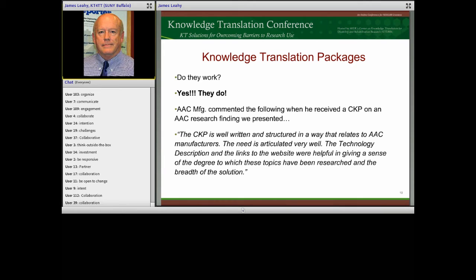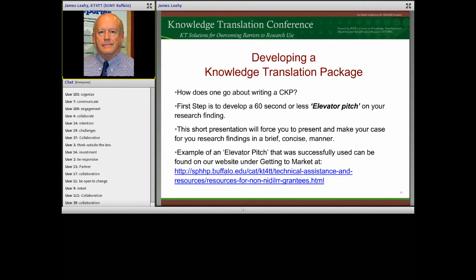Okay, so how does one go about writing a contextualized knowledge package or CKP? Well, the first step is to develop a 60-second or less elevator pitch on your research finding. With a 60-second time limit, you'll force yourself to present and make your case for your research findings in a brief, concise manner. An example of an elevator pitch from one of our devices we have transferred is available on our website in the resource section at the link shown on the slide.